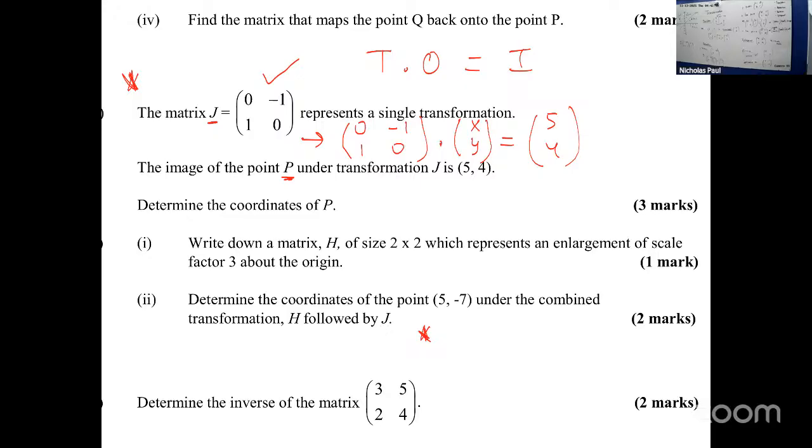What will you get? You'll get 0 by x, 0 by x is 0. Minus 1 by y is minus y. What is that equal to? Equal to 5. So it means that y is minus 5. Same thing underneath: x is equal to 4. So the answer is 4, minus 5.